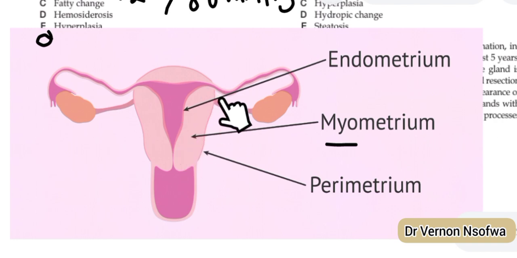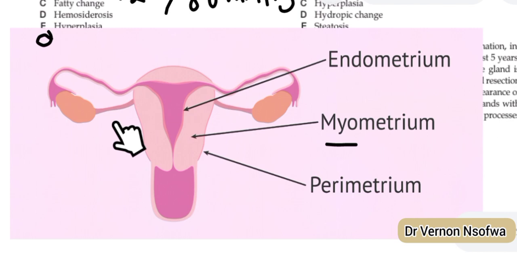And then we have a small layer outside, which is called perimetrium. The perimetrium is actually made up of epithelial cells, specifically the squamous epithelial cells. That one is sometimes called the serosa. Okay, that's the serosa of the uterus. So we've talked about that.